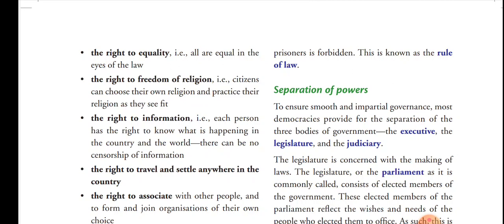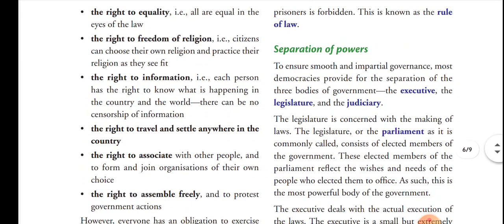Next one, right to freedom of religion. Means here the citizens are free to choose their own religion and they can practice. There is no compulsion. They can follow only the Hindu religion or follow Jainism. So they are free to choose their own religion and can practice.